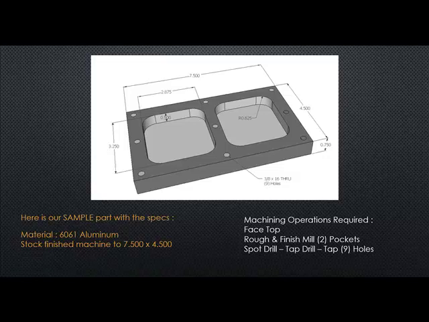We'll illustrate how the software works and go through some scenarios and profit and loss between guesstimates and actual cycle time estimate. Our sample part is made of 6061 aluminum and is pre-machined to the length and width 7.5 by 4.5. In the cycle time estimate, we'll use a Haas machine to face the top, rough and finish mill the 2 pockets, and then spot drill, tap drill, and tap the 9 holes.